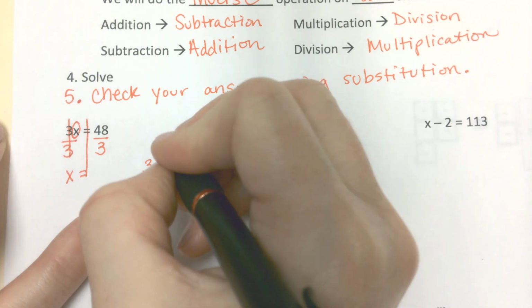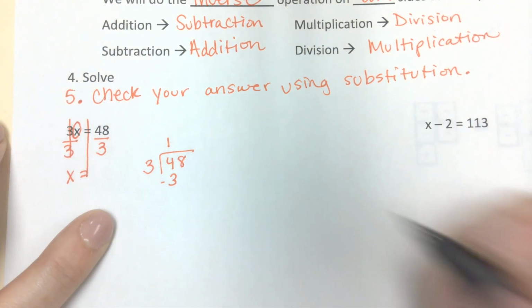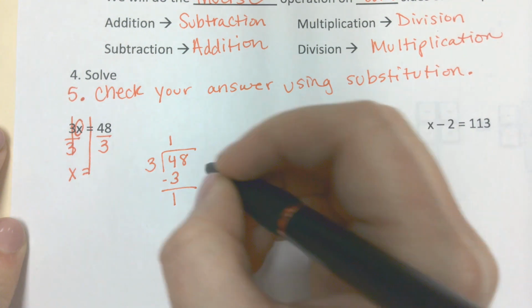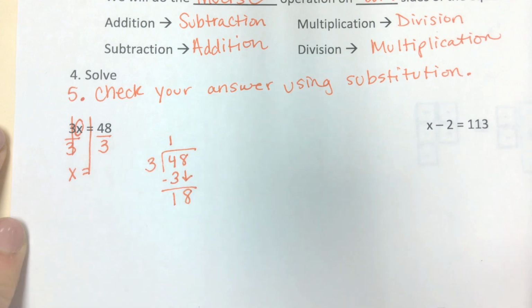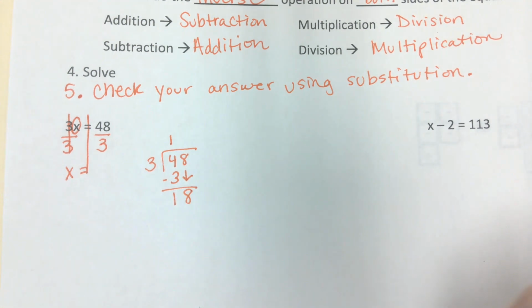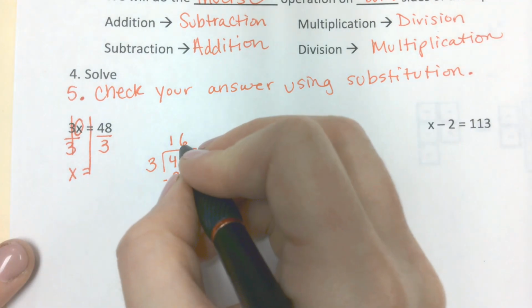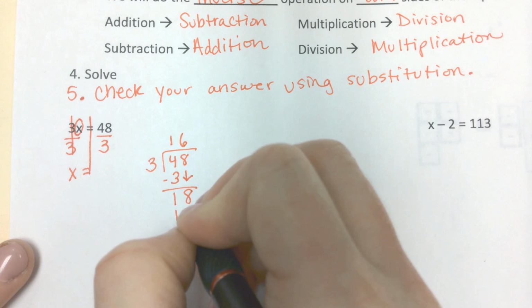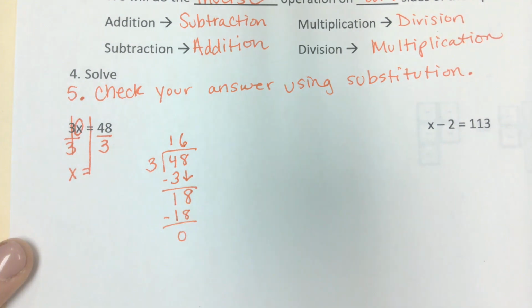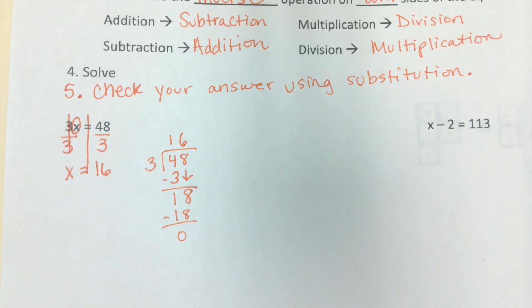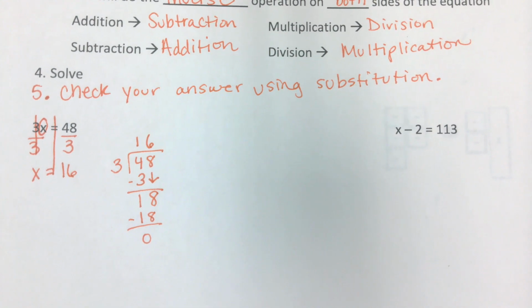3 goes into 4 one time. Then we subtract. Then we carry down. You can use your multiplication chart though. 3 goes into 18 6 times. 6 times 3 is 18. So x equals 16. We're not going to say that is the answer just yet. I want to check my answer first.